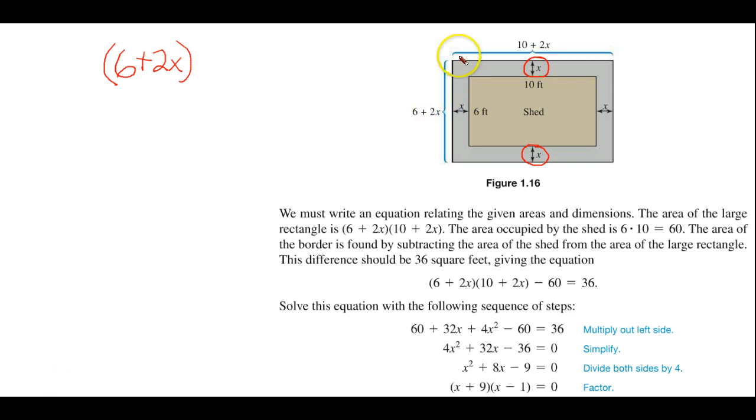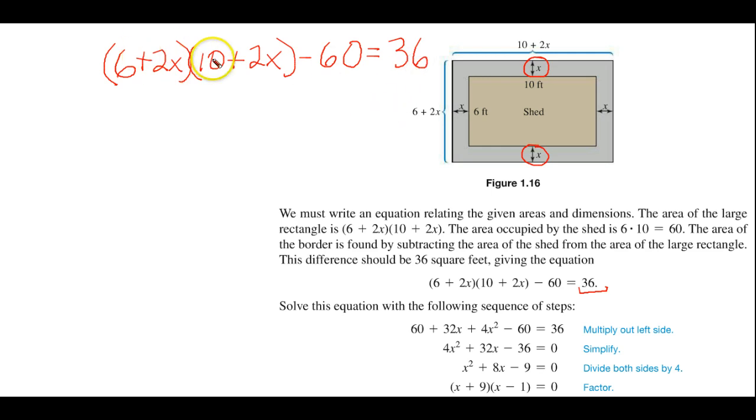Now, how about this length? Well, we know it's going to be 10 feet plus, again, an x on this side, an x on this side. Now, we want to find the area of this blue area here. So we can subtract out this area that we know is 6 times 10, which is 60. And that's going to equal the amount of gravel, which we know is 36 square feet. So there's our formula.